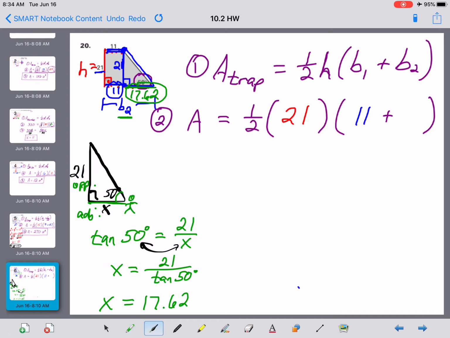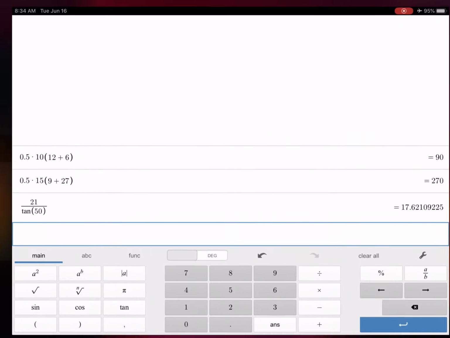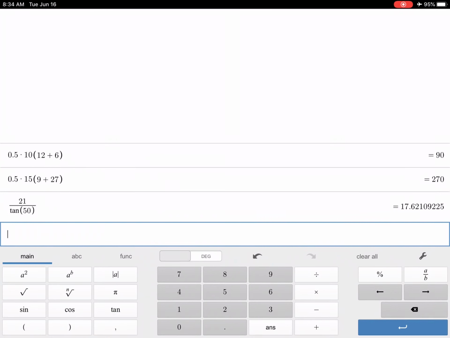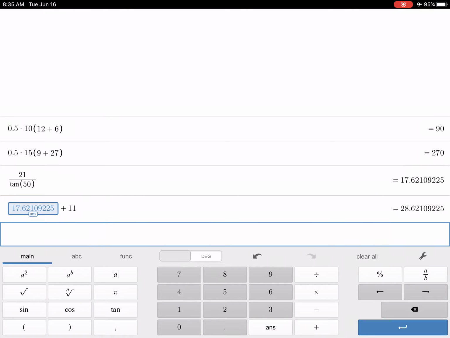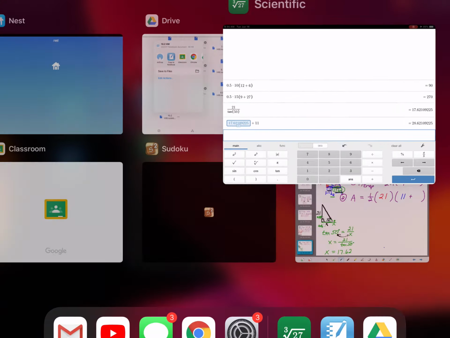Well, I'm running out of colors here. Base 2 is going to be the sum of this 11 and that 17.62. So let me go back to my calculator. I already have that last number there, so I'll just hit plus. Now, that didn't work on this calculator. It would on your Texas Instruments. I've got to hit answer, and then we're going to add 11 to it, and that tells us that the entire bottom side of that figure is 28.62.